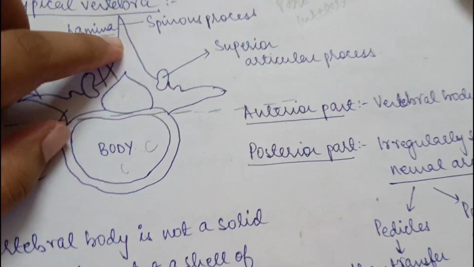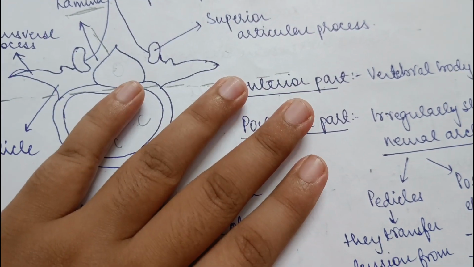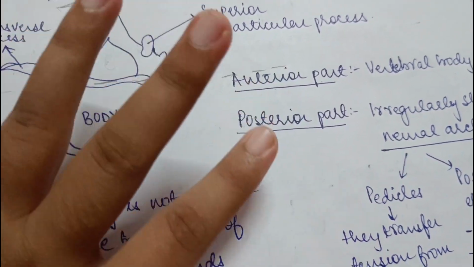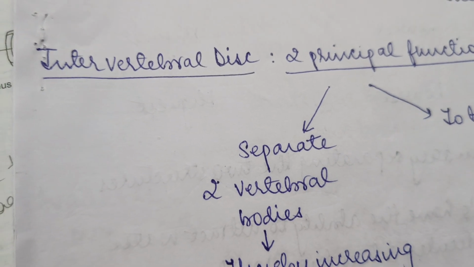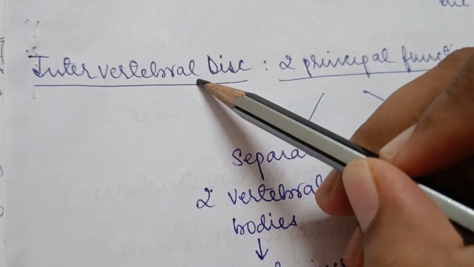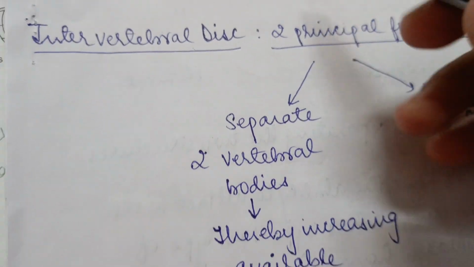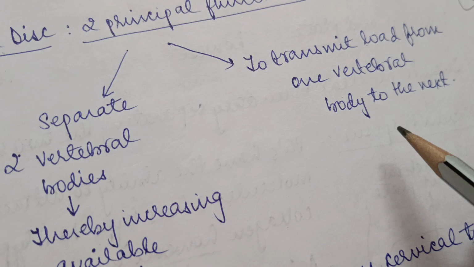After writing about all this, write about articular processes. The articular processes form a supportive column. An important thing to remember when studying the introduction part is the intervertebral disc. The intervertebral disc has two principal functions: it separates the vertebral bodies and it transmits the load from one vertebral body to another.